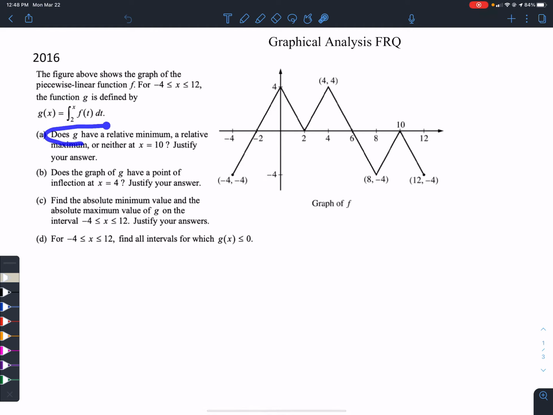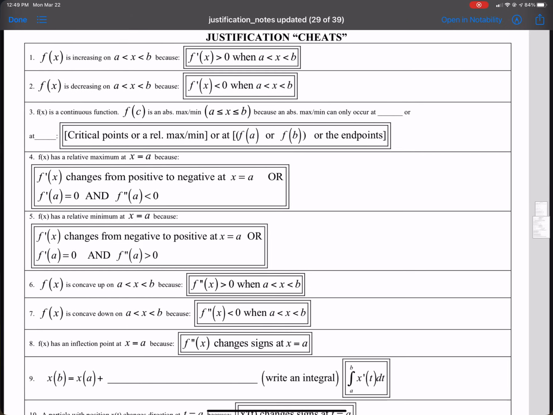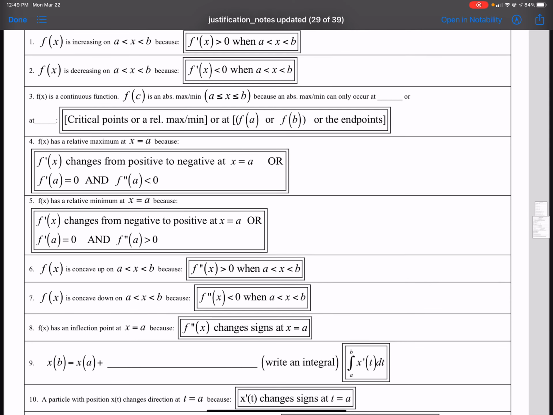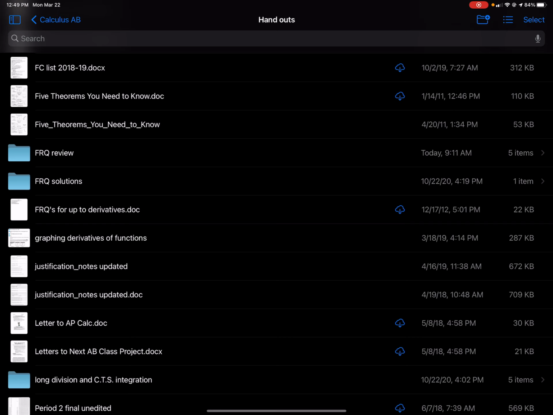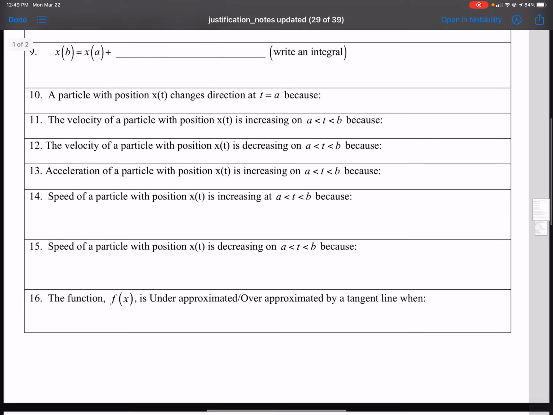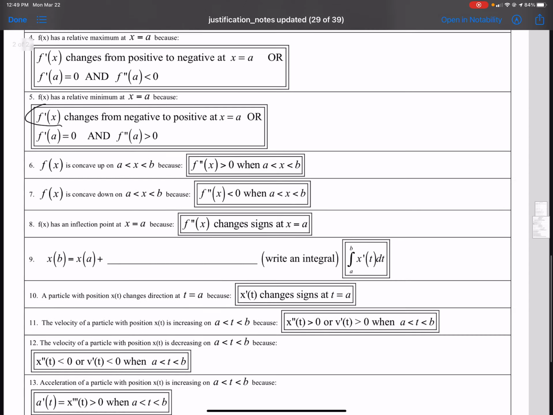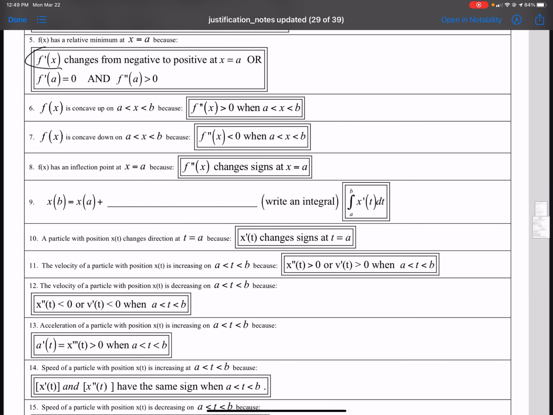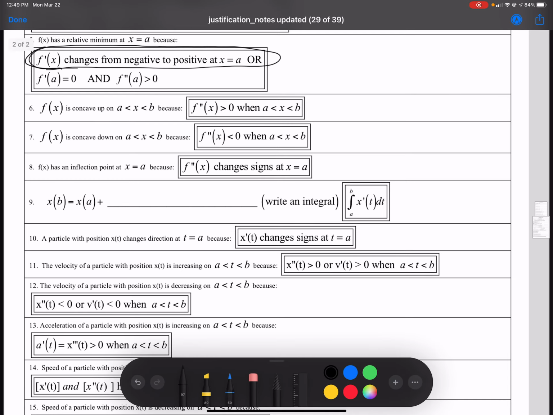First question, does g have a relative maximum, a relative minimum, or neither? So when you see relative minimum, your brain has got to think relative minimum. The derivative changes from negative to positive. So in your brain, that's what you're thinking. The derivative changing from negative to positive, how do I do that?